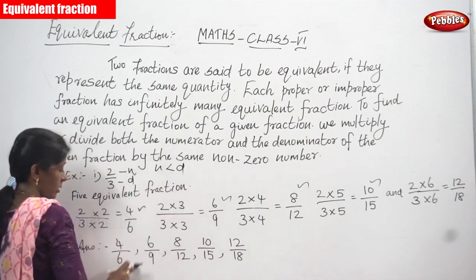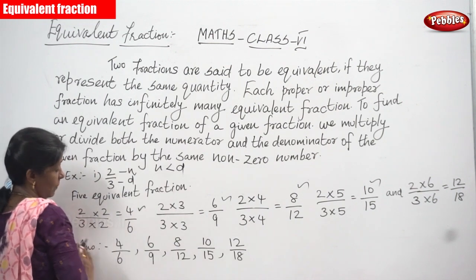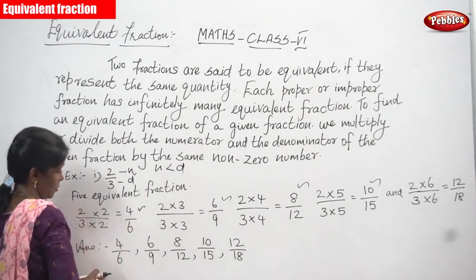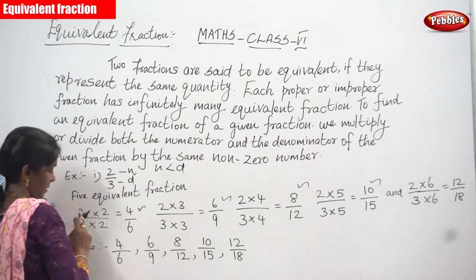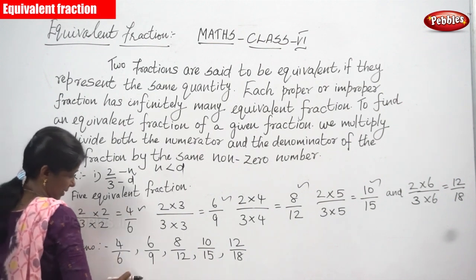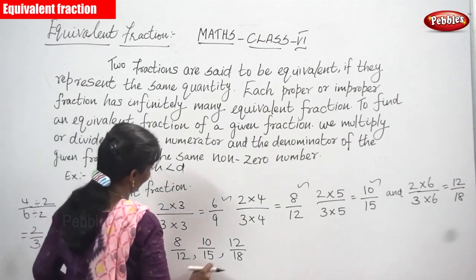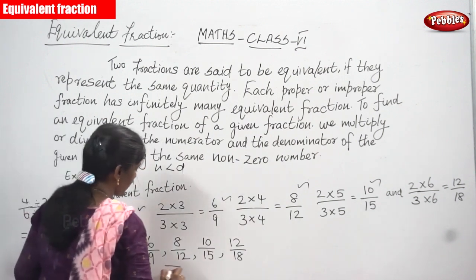But you just listen, it's all multiplication. It is not division, it is all multiplication. I am using only the multiplication method. Then I find out the equivalent fractions for 2 by 3. So 2 by 3, 5 equivalent fractions are nothing but 4 by 6, 6 by 9, 8 by 12, 10 by 15 and 12 by 18. This is the exact answer for the question.